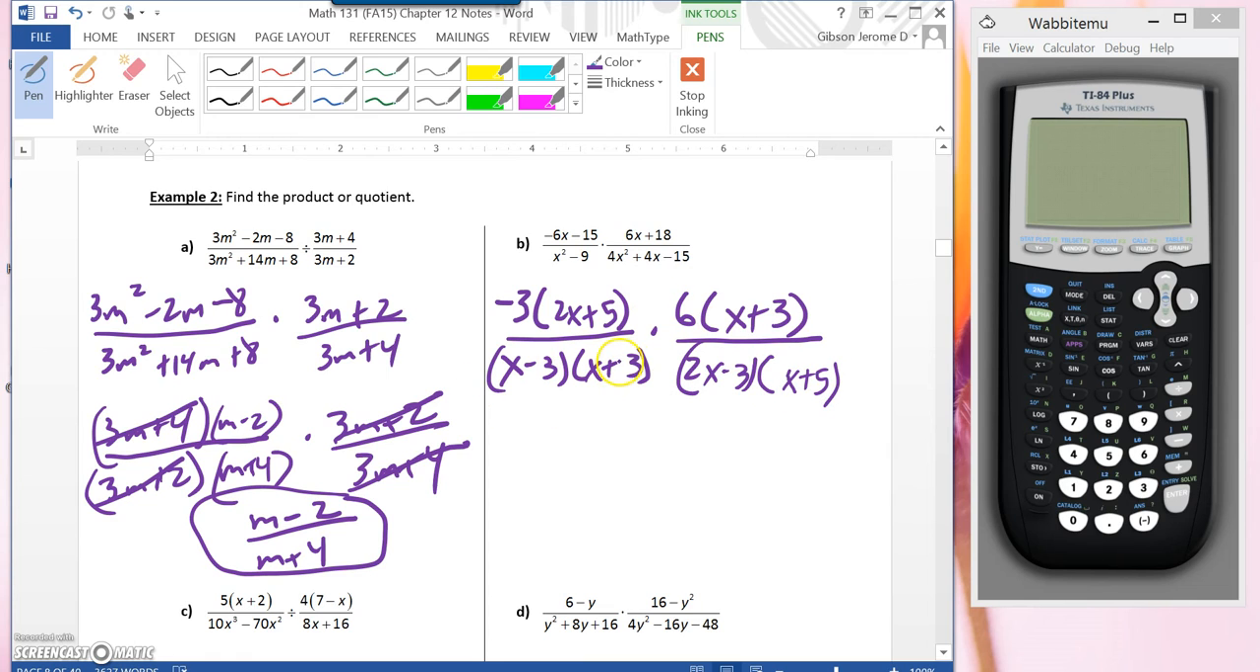Now we look here to see what we can simplify out here. We can simplify out an x plus 3, and that looks like that's it. So we have negative 18 times 2x plus 5 all over. Let me make that line a little straighter.